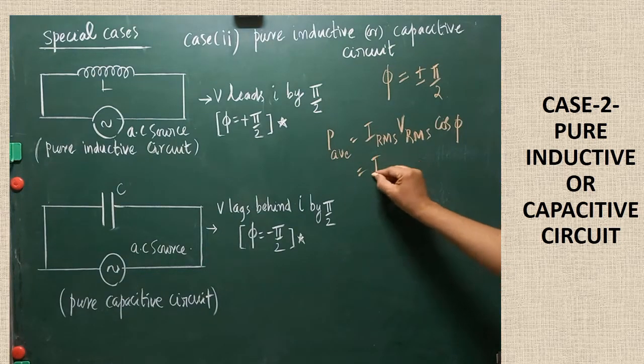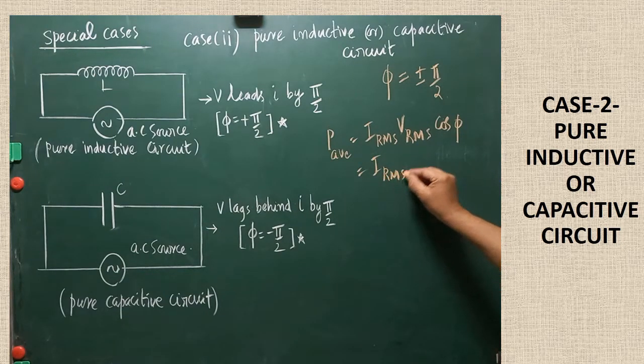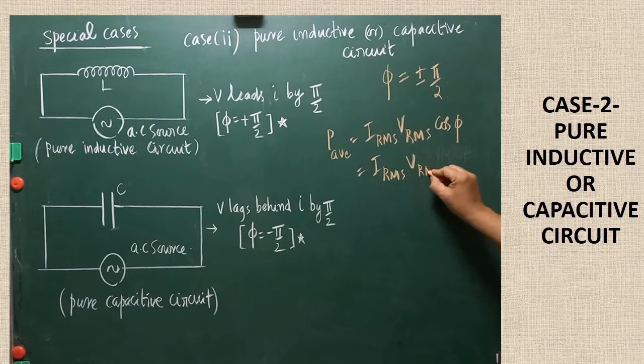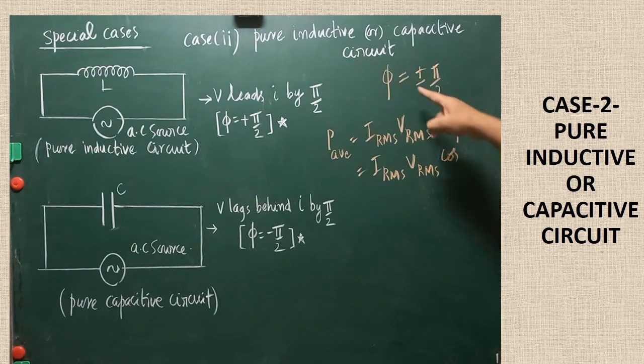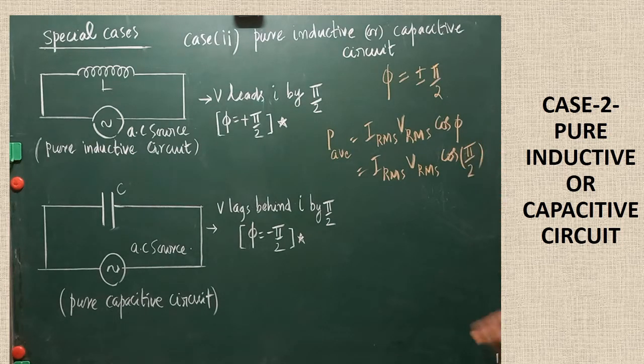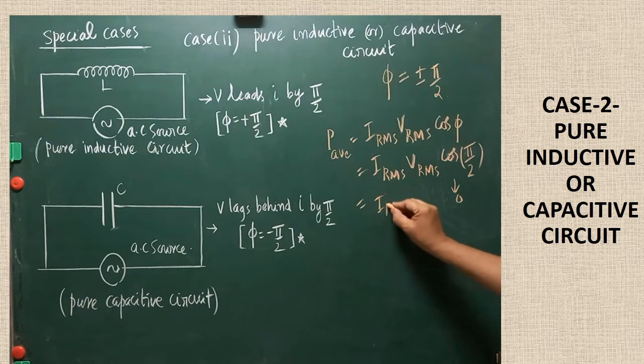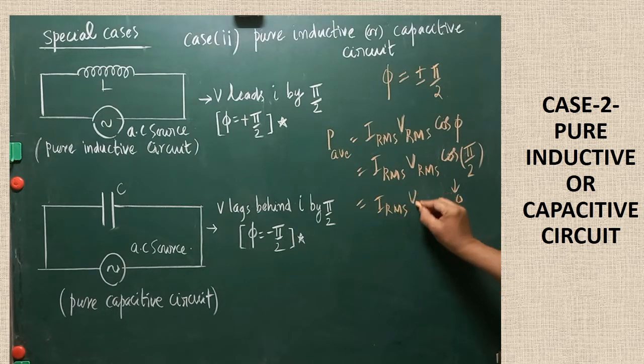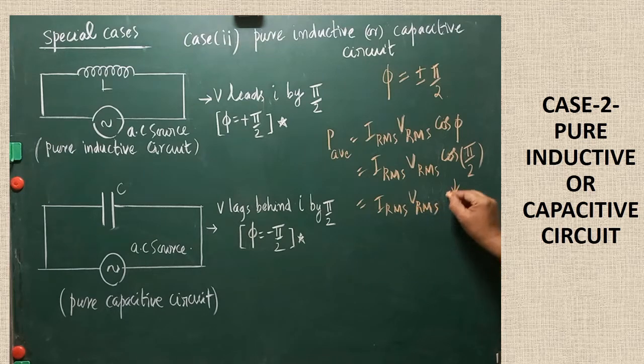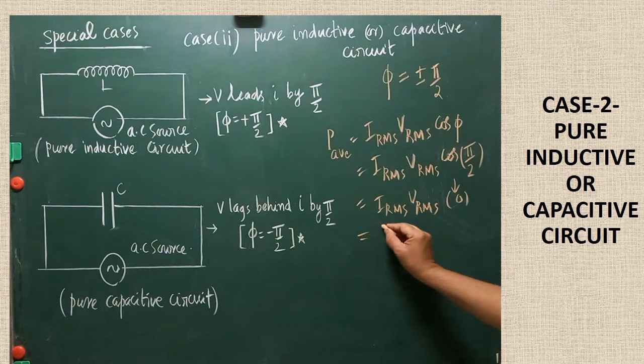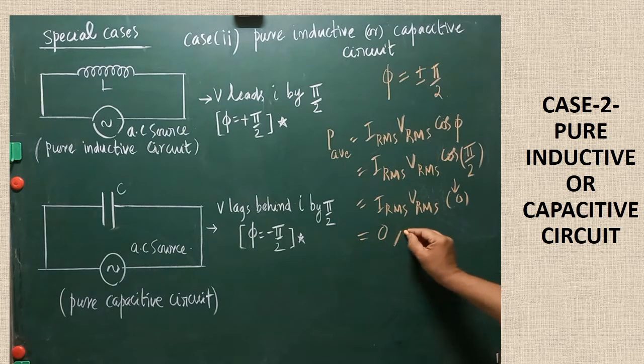So substitute here IRMS, VRMS instead of pi. Either you can substitute plus pi by 2 or minus pi by 2. Commonly, I could substitute pi by 2. Pi by 2 is nothing but 90. Cos 90 value is 0. So this factor becomes 0. So if IRMS and VRMS are both multiplied with 0, finally the P average value will become 0.